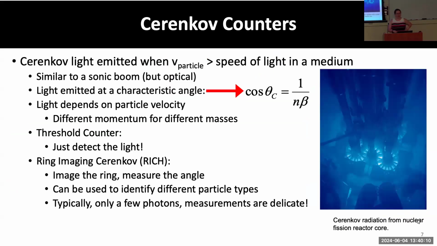So first, we're going to talk about Cherenkov counters. We know Cherenkov light is emitted when the velocity of a particle going through the medium is faster than the speed of light in that medium. So this is perfectly allowable. Basically you get what's likened to a sonic boom, but it's optical. Light is emitted at a characteristic angle related to the index of refraction of the material and the velocity of the particle itself.